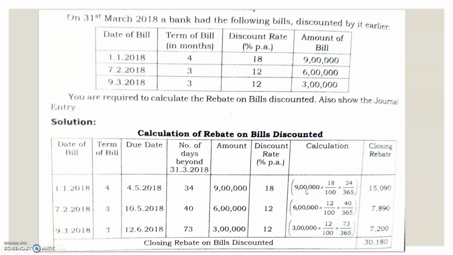And you are just calculating the rebate, that is 9 lakhs into 18 by 100, but only 34 days interest will be considered as rebate on bills discounted. So 34 upon the total number of days in a year. So this will be the closing rebate. So I told you in the beginning, when you have to calculate the total discount, that will be different. 9 lakhs into 18 by 100 into 4 by 12 will easily give you the amount of interest, whereas for calculating the rebate on bills discounted, you will have to do like this. Okay, you'll have to calculate the exact number of days falling beyond the closing of the year, and then you will have to calculate.